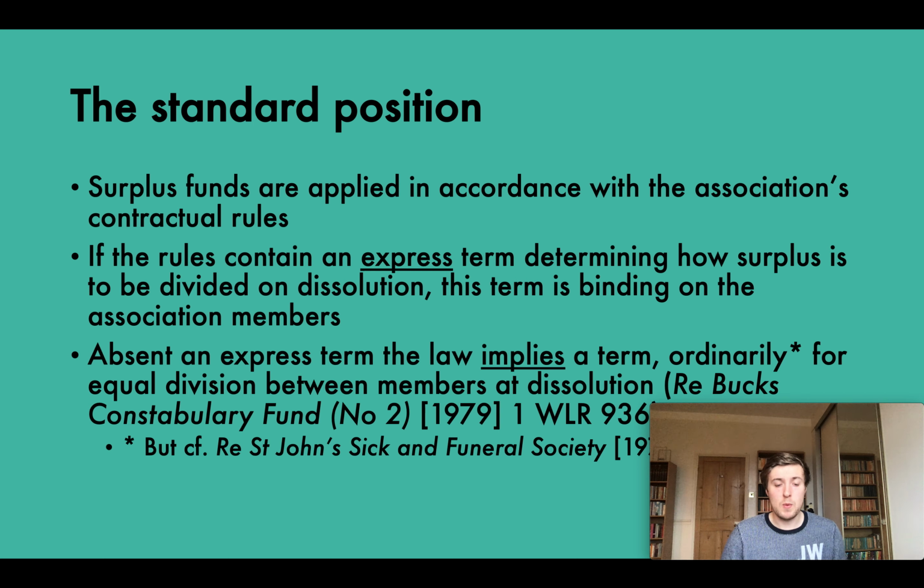Now, there was no express term, so the court implied a term directing that all adult members be given an equal amount of surplus, but each child was to receive only half the amount of each adult, reflecting the fact that each child paid a reduced subscription rate and only received half the benefits offered.